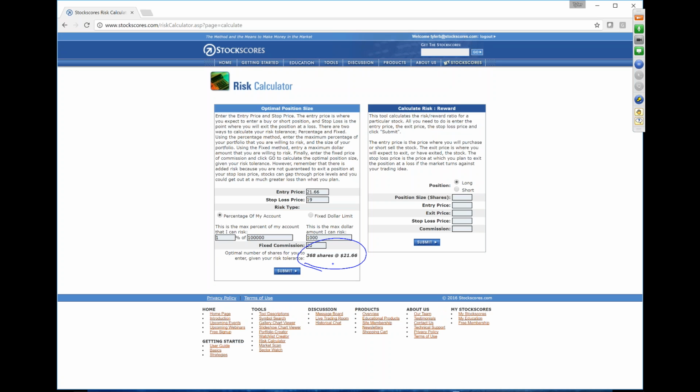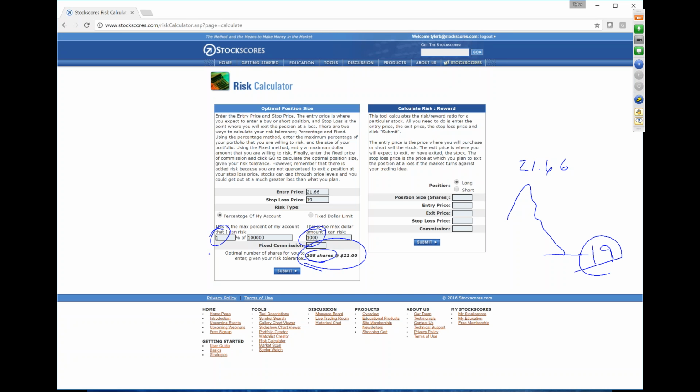What that means is that if I buy the stock at $21.66, and let's say bad things happen and it falls down to $19, and I sell at $19 because that's my stop loss point, I'm going to lose $1,000 because I'm buying 368 shares, and that represents 1% of my portfolio.